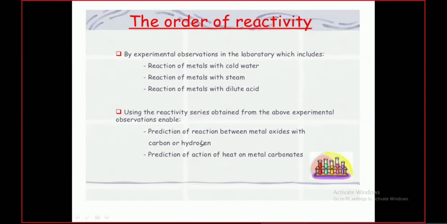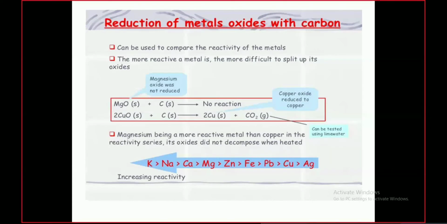So we are going to discuss just today the two topics, the possibility or the prediction of the reaction between metal oxide with carbon or hydrogen. So on what basis we are doing it? Reduction of metal oxide with carbon. We are discussing this topic, and reduction means if we are removing oxygen from certain element, certain compound, for example the metal oxide, so that means the metal has been reduced.